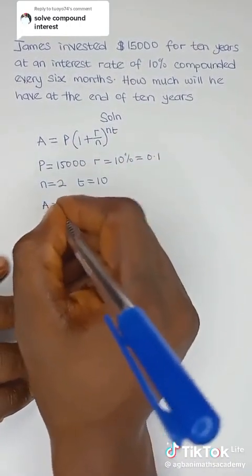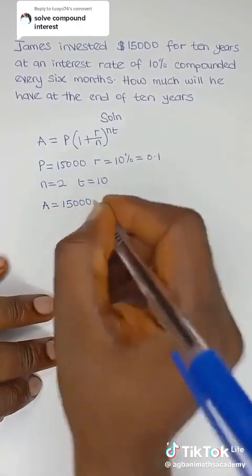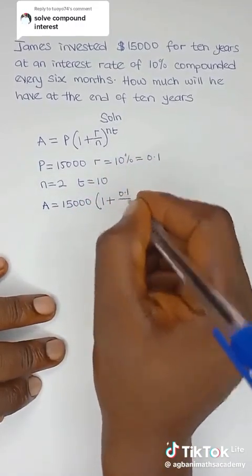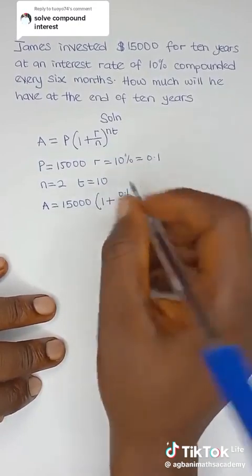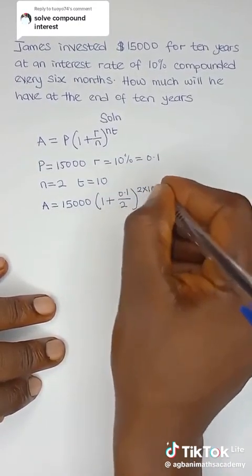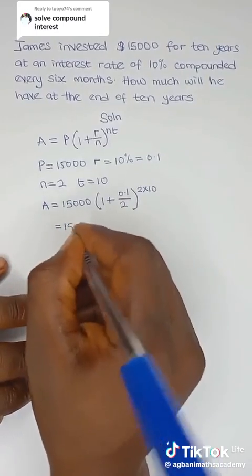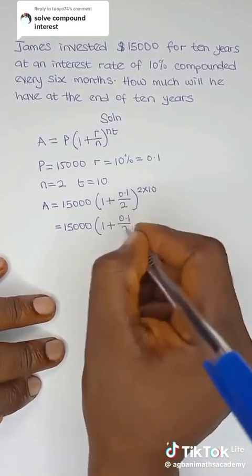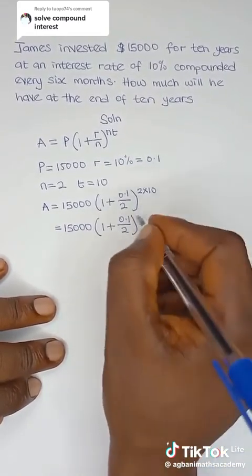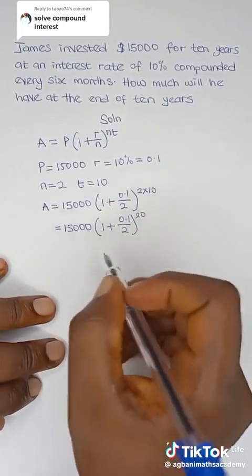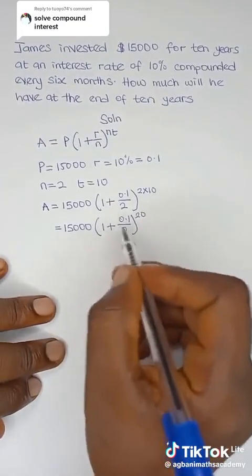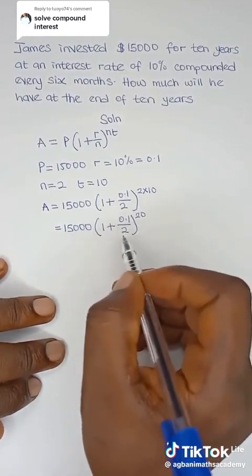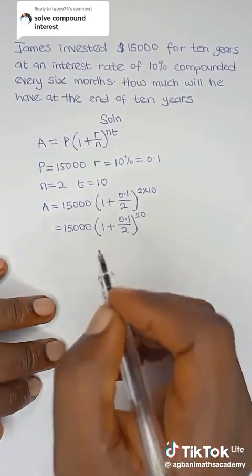So we have A is equal to 15,000 into (1 plus R, which is 0.1, all over N, which is 2) raised to power NT. That means 2 multiplied by 10. Okay, so we have 15,000 into (1 plus 0.1 all over 2) raised to power 2 multiplied by 10, which is going to give us 20. Okay, so the next thing we are going to do is find the value here in the bracket. So 0.1 divided by 2 plus 1. 0.1 divided by 2 is going to be 0.05, plus 1 is going to be 1.05.